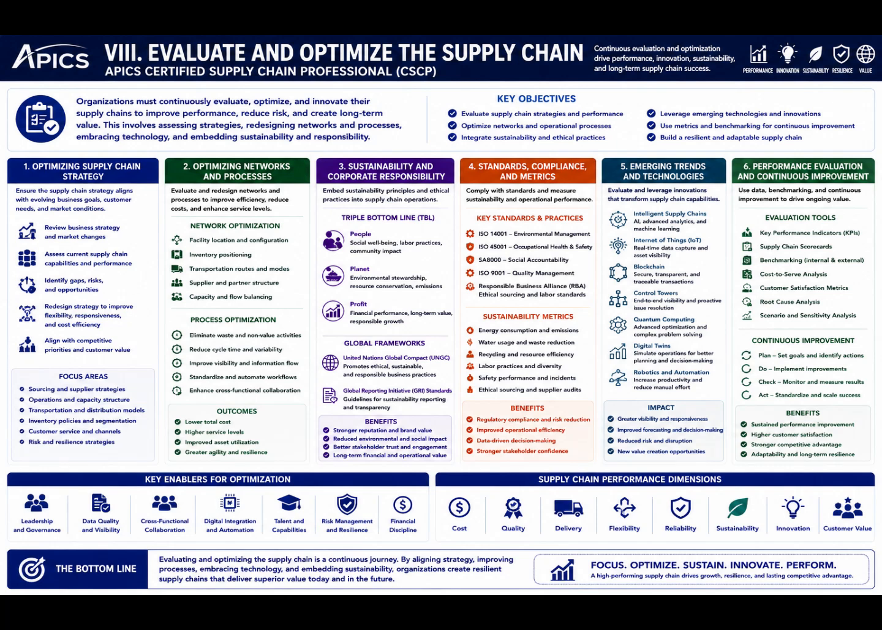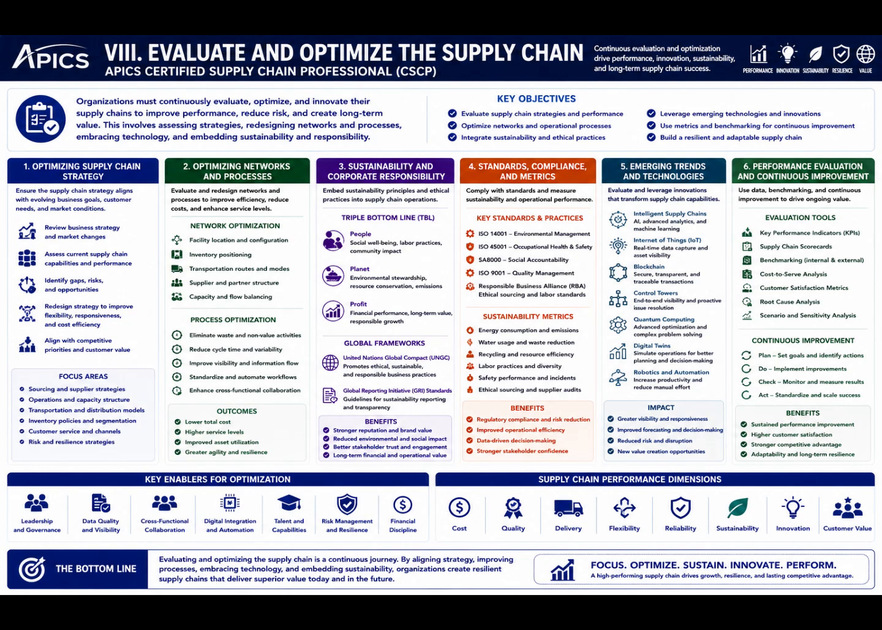8. Evaluate and optimize the supply chain. The Evaluate and Optimize the Supply Chain section focuses on improving supply chain performance through continuous evaluation, optimization, and innovation. Modern organizations operate in highly competitive global environments where supply chains must remain efficient, responsive, sustainable, and resilient.